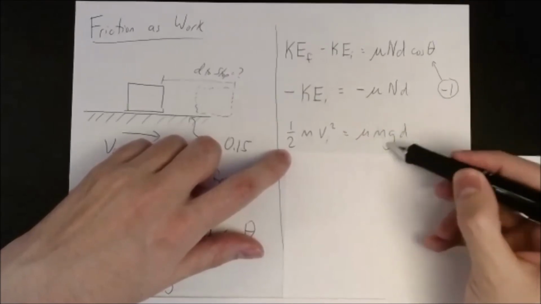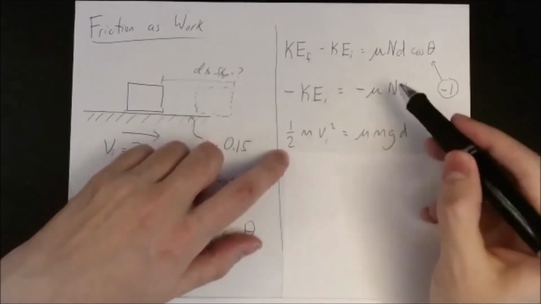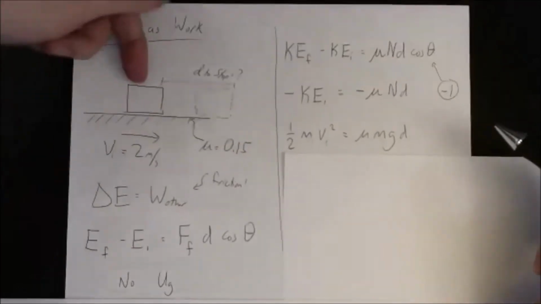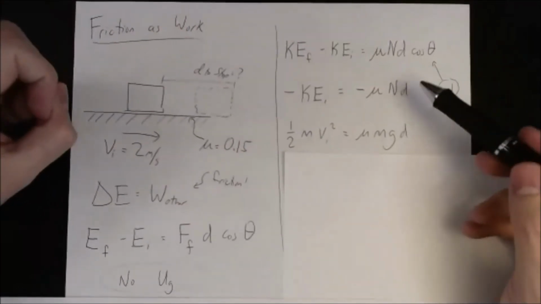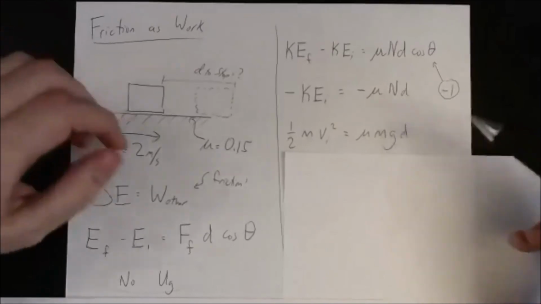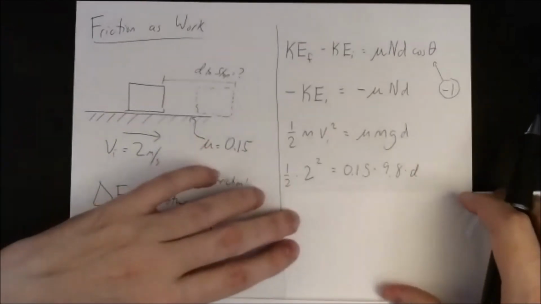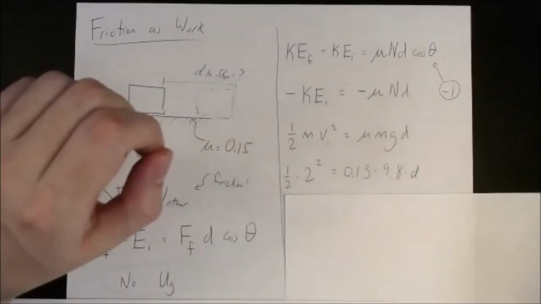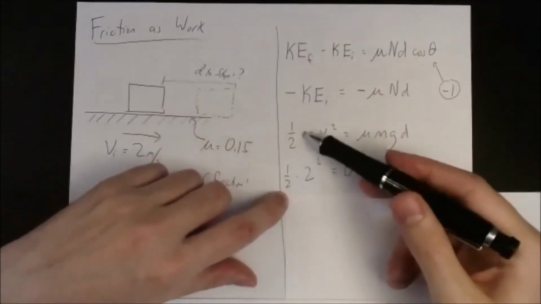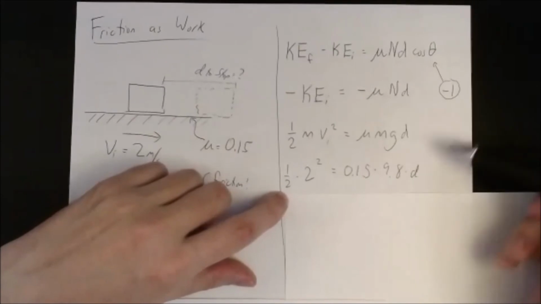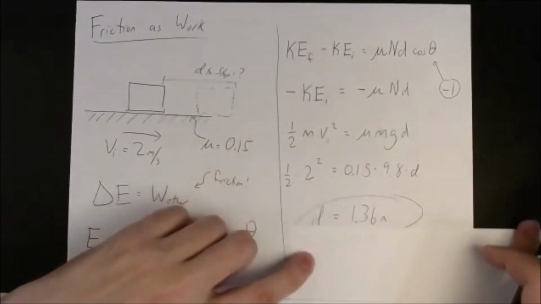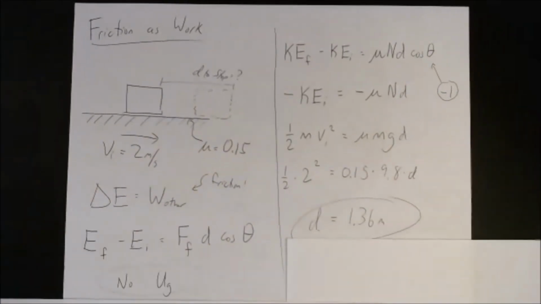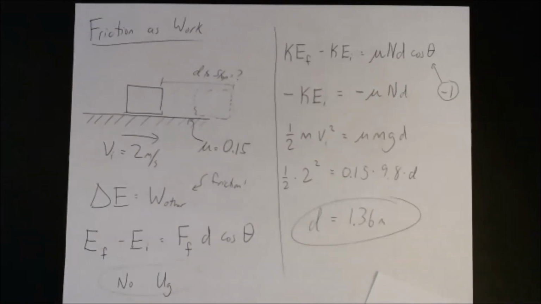mg, where did I get that? Well, that's just the normal force. There's no weird stuff going on here, and no one pushing down on this or anything like that. So the normal force is just mg. I plug in, and I cancel out the m's because there's an m on both sides. I can just divide both sides by m. And I plug in the numbers that I know, and d is the only thing I don't. I solve for that, and I find the box slides 1.36 meters before coming to a stop.